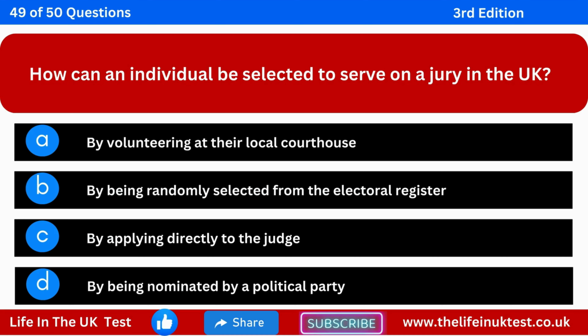How can an individual be selected to serve on a jury in the UK? Option A, by volunteering at their local courthouse. Option B, by being randomly selected from the electoral register. Option C, by applying directly to the judge. Option D, by being nominated by a political party.